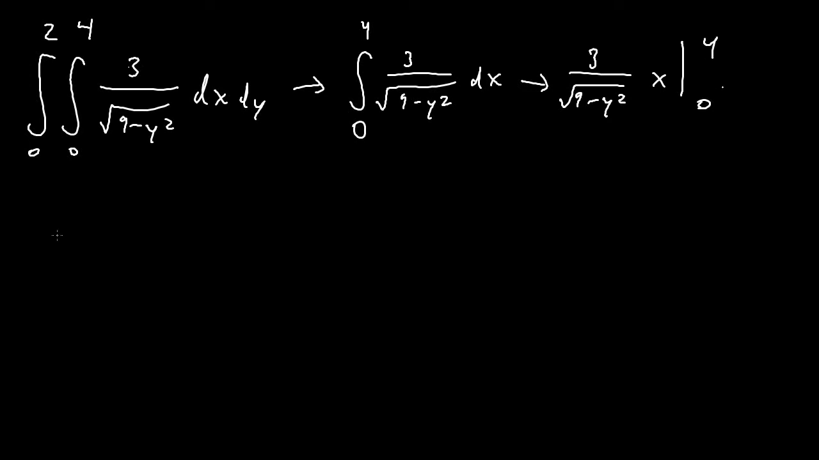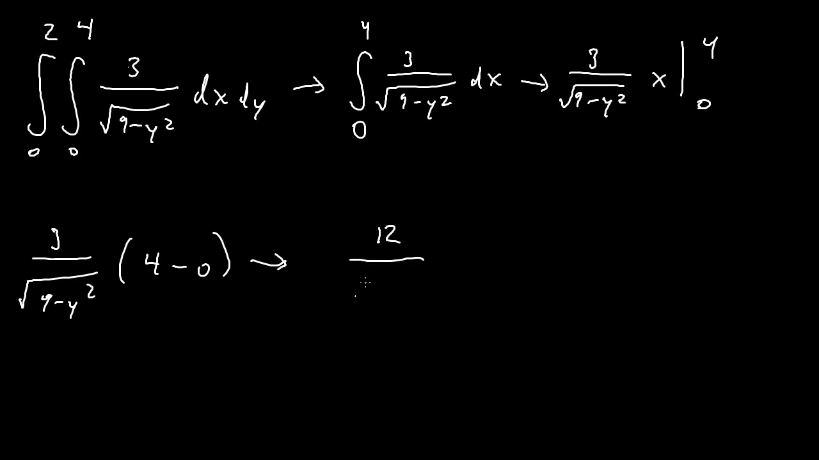We plug in 4 for x, we'll get 3 over square root of 9 minus y squared times 4, minus when I plug in 0 for x, we get 0. 4 minus 0 is 4, 4 times 3 is 12, so we're left with 12 over the square root of 9 minus y squared. Now let's go ahead and evaluate the outer integral, this time from 0 to 2 with respect to y.